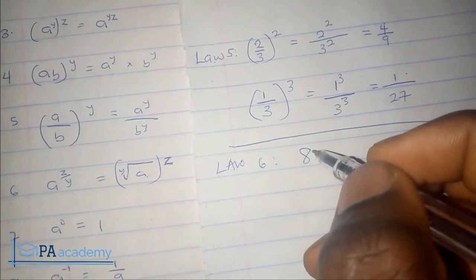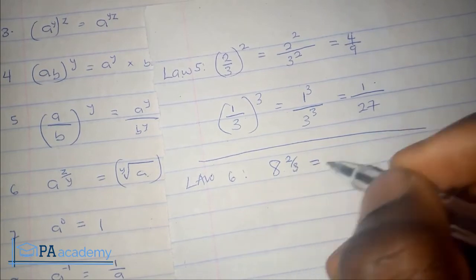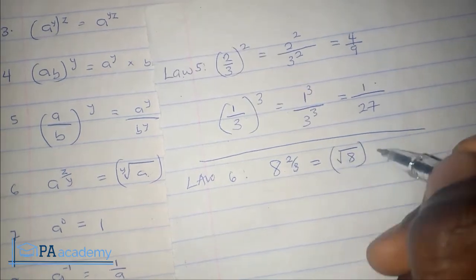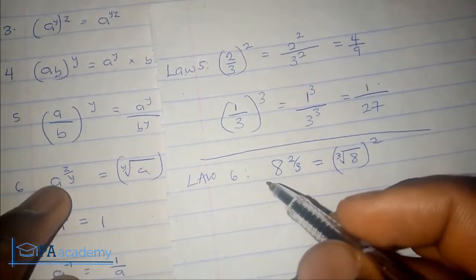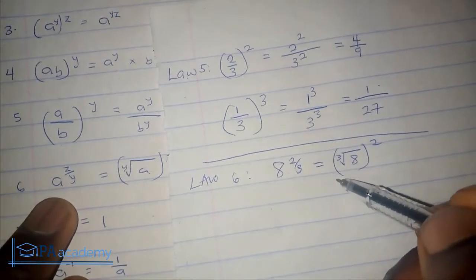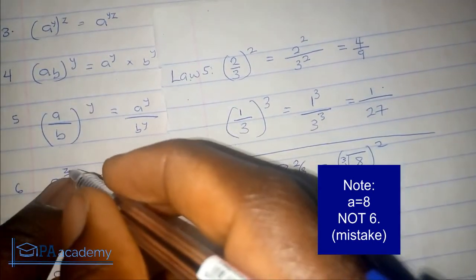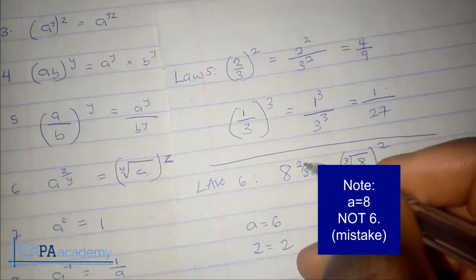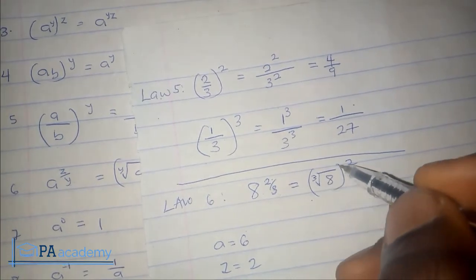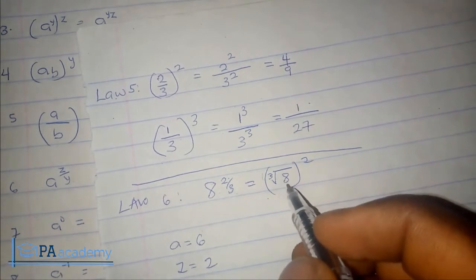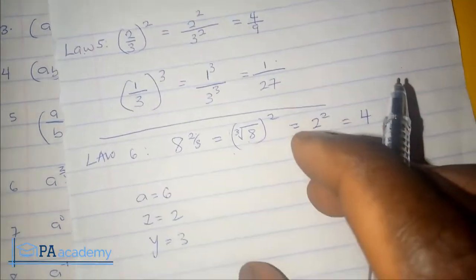So if we have 8 raised to power 2 over 3, you can rewrite this as, since we have 3 here, cube root of 8 all raised to power 2. Look at it here. Cube root of 8 raised to power 2. Let's compare it with law 6. If you compare this with the law, you see that the a here is the same thing as the 8, the z here is the same thing as the 2, and the y is the same thing as the 3. So that's how you can write it as cube root of 8 all raised to power 2. If you are to simplify this further, we'll have cube root of 8 is 2 raised to power 2, giving us 4.